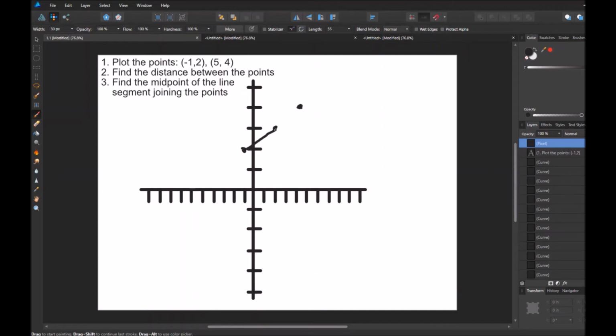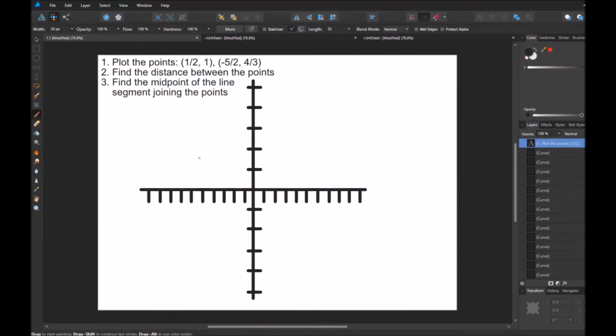So at this point, at (2, 3), this length here is the same as this length over here. Even if it doesn't look like it, it may be because I drew the graph inaccurately, but you just need to know that's what the midpoint means.